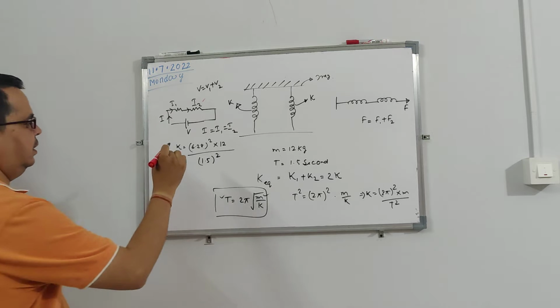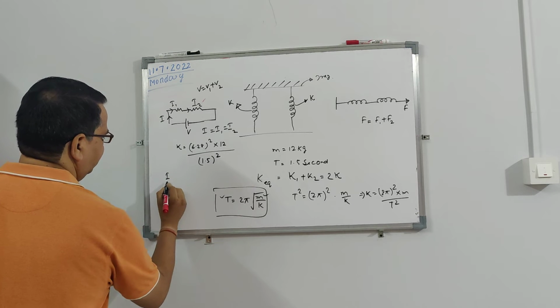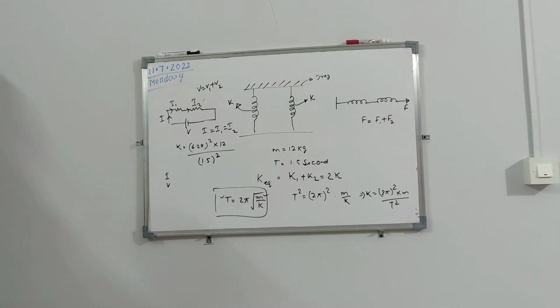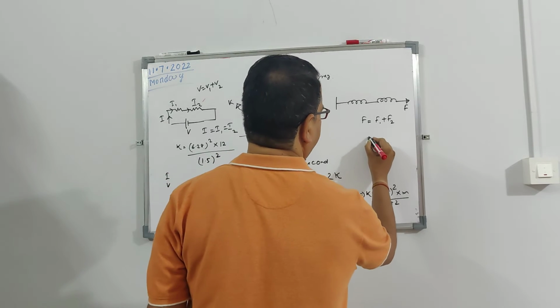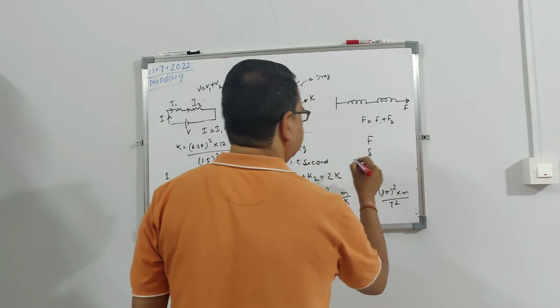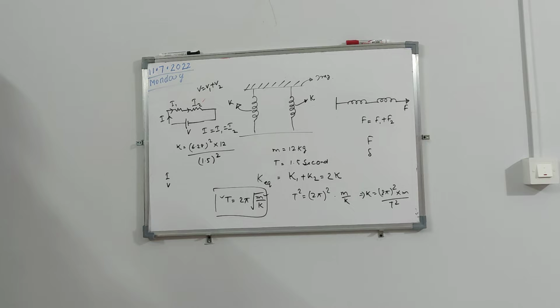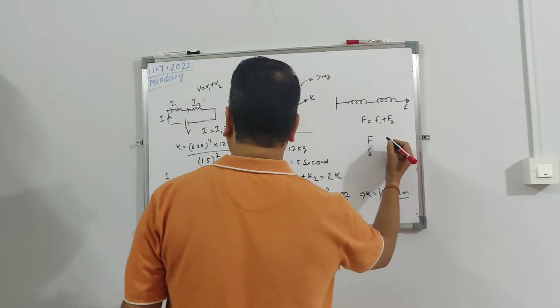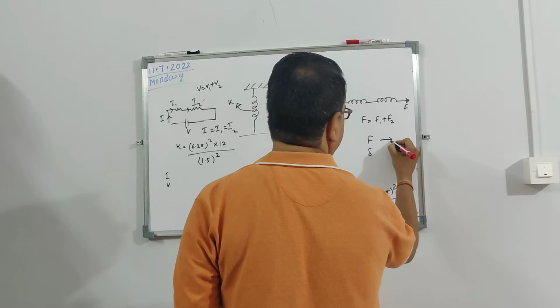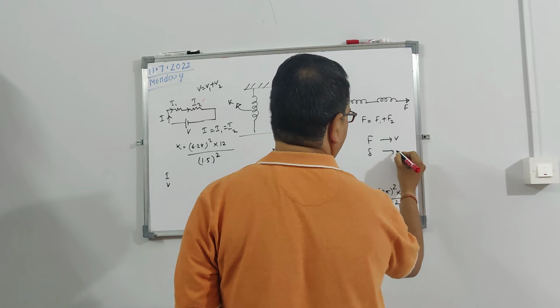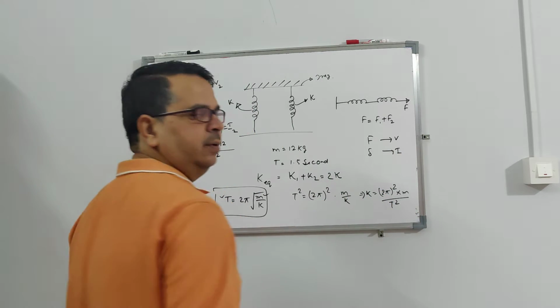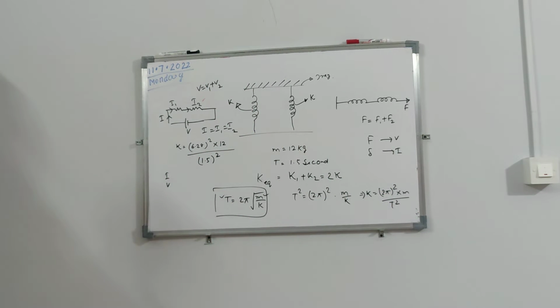Like here we have two things, current and voltage. In a spring system, you have force and displacement. So the equivalents of current and voltage are force and displacement. F is the equivalent of voltage and displacement is the equivalent of current. Okay, so that's how you can equate these things.